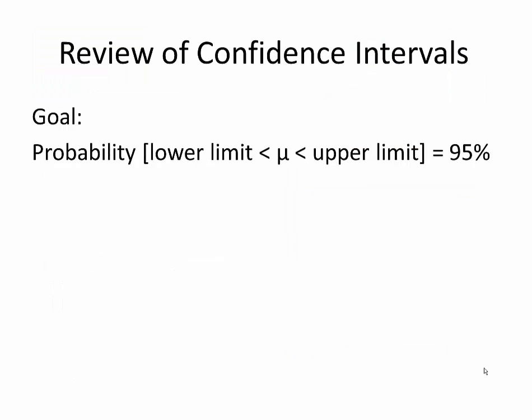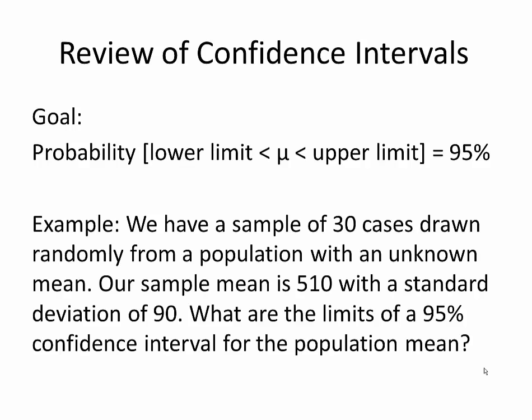Just a quick reminder of confidence intervals. The goal is to identify a lower and an upper limit bounds for a population mean based on a sample. For example, we might have 30 cases that we've drawn randomly from a population with an unknown mean. Our sample mean is 510 with a standard deviation of 90. And the question is, what are the limits of a 95% confidence interval for the population mean?